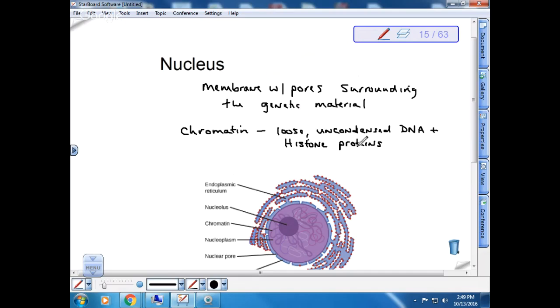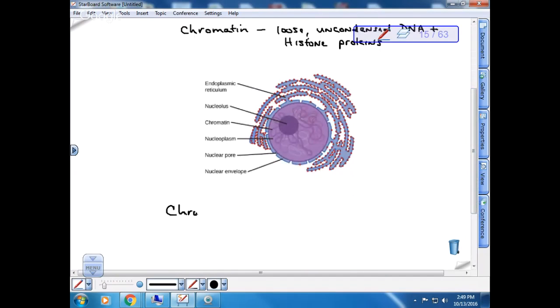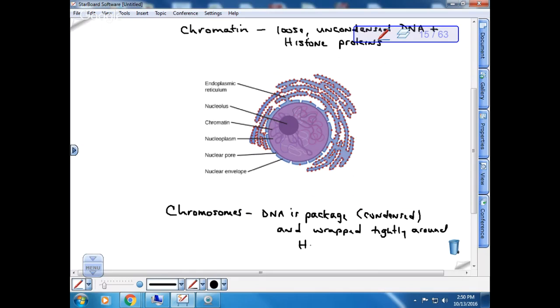When the cell gets ready to reproduce, the chromatin condenses into chromosomes. So chromosomes are where the DNA is packaged, hence it's condensed, and wrapped tightly around the proteins. So prior to cell division, the DNA has to become packaged. And so you only see chromosomes in cells that are getting ready to reproduce themselves. And you can see a picture of this in your book.